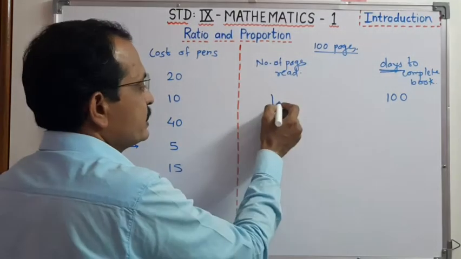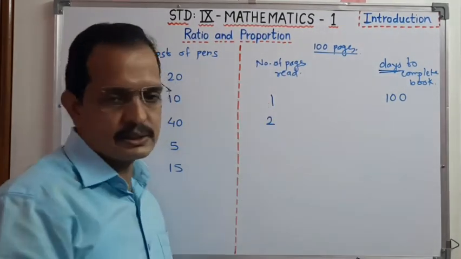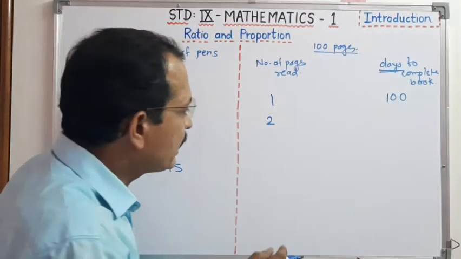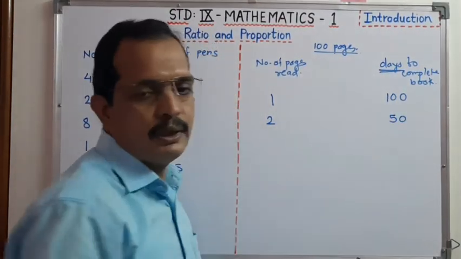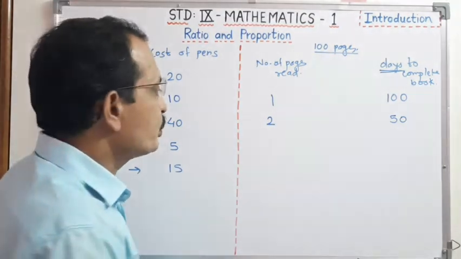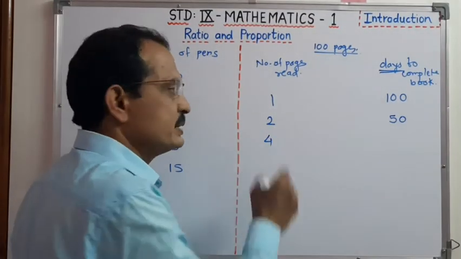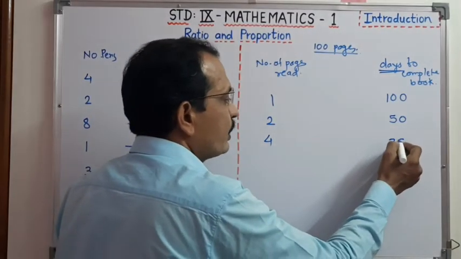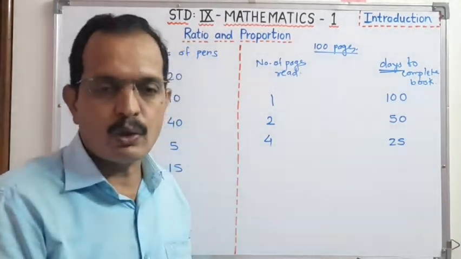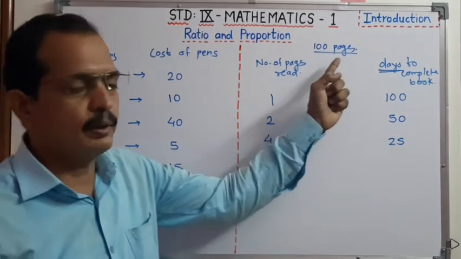Instead of 1 page, I read 2 pages. Then how many days will I require? I require 50 days. Suppose I read 4 pages, then how many days do I require? I require 25 days to read all of that book of 100 pages.